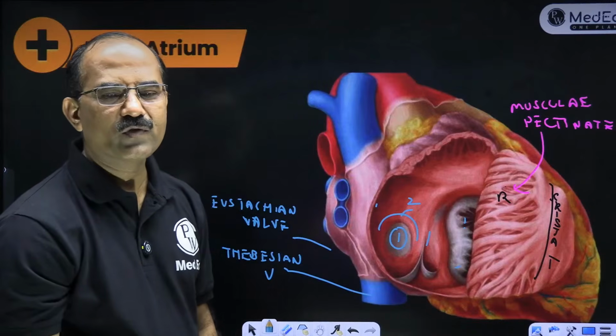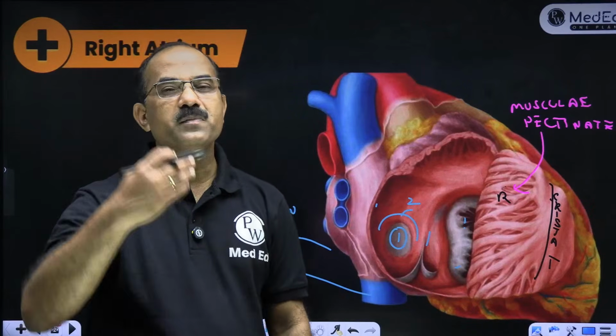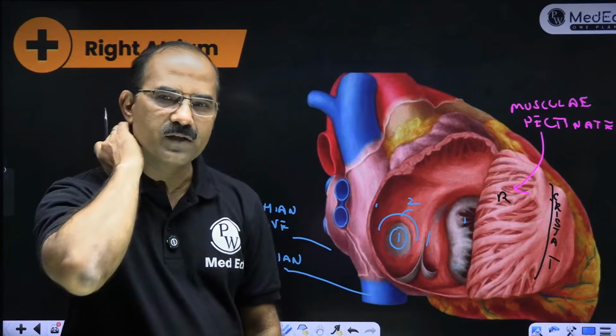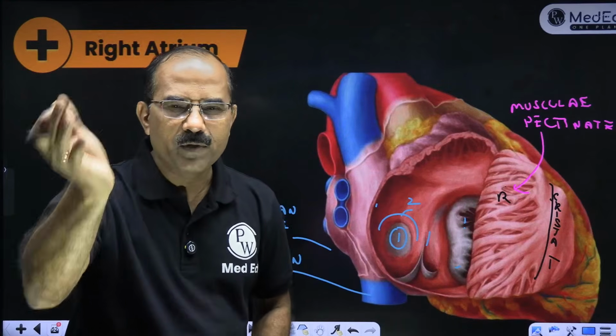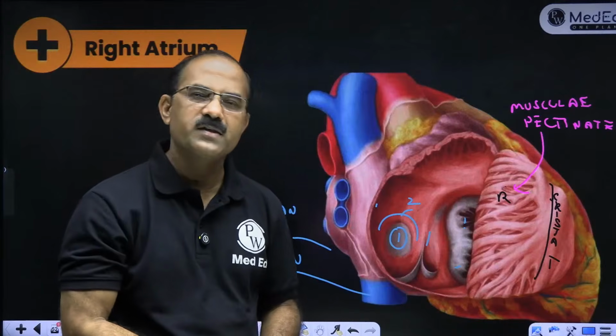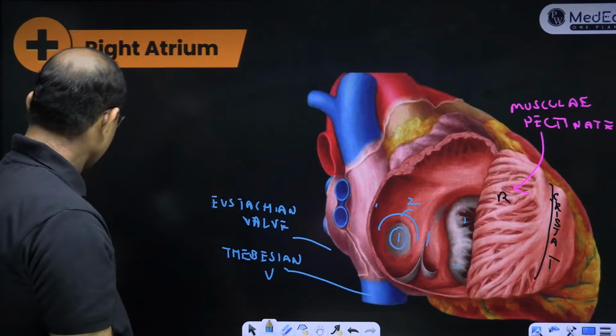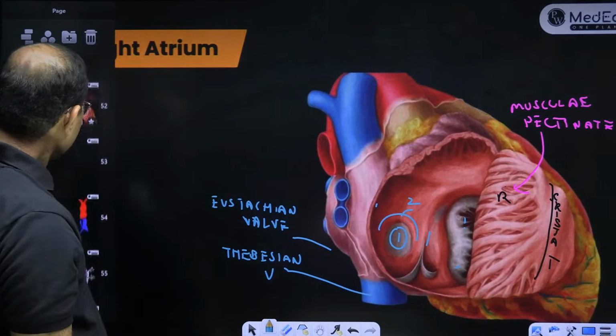Yes, the fossa ovalis is the septum primum, the limbus fossa ovalis is the septum secundum. The fossa ovalis is the septum primum, the limbus fossa ovalis is the septum secundum. Fine. Okay, great.